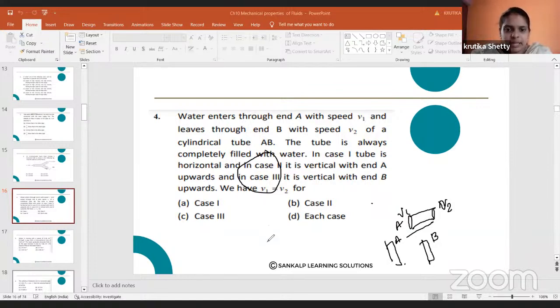Our equation of continuity is AV is equal to constant. It is not depending on the position in which you keep your pipe. Therefore, in each case V1 is equal to V2. Why? Because it is of uniform area. Since AV is equal to constant, in each case V1 is equal to V2. Yes, very good students. So we will go to the next question.